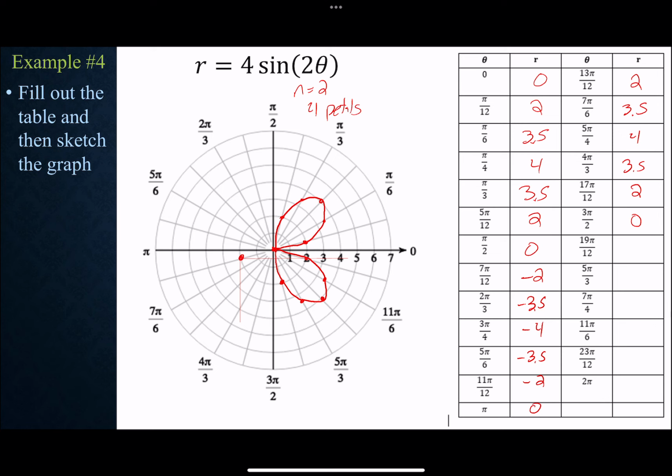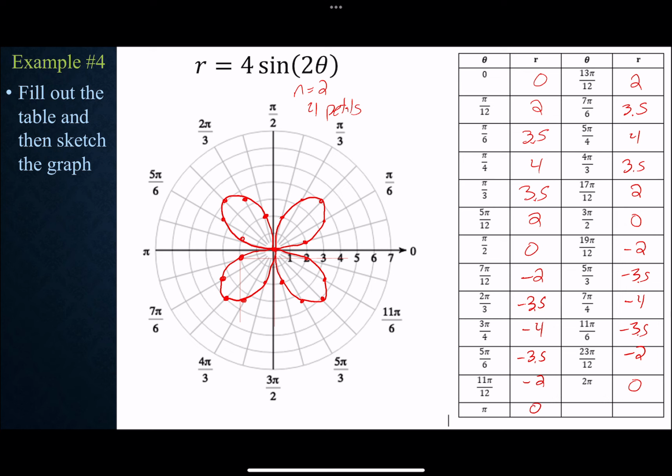Ignore those weird horizontal vertical lines. I don't know why that just happened. I think it's with the iPad and my pen here. 3.5, 4, 3.5, 2, back to 0. So here's our third rose petal. And then our final one, so we're going to find this is negative 2, negative 3.5, negative 4, negative 3.5, negative 2, and finally back to 0. So our final pattern's there. So again, it's negative 2, so it's going on the opposite side of the 19 pi over 12. So here, right there. Negative 3.5, opposite side, negative 4, negative 3.5, negative 2, back to 0. There's our fourth rose petal.